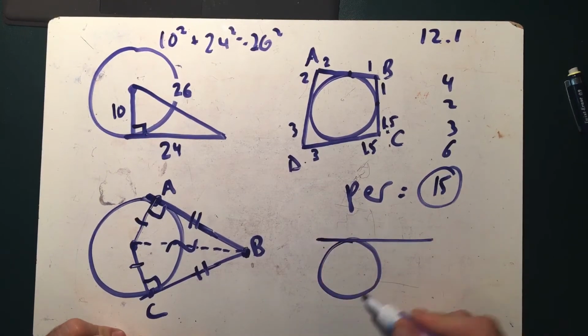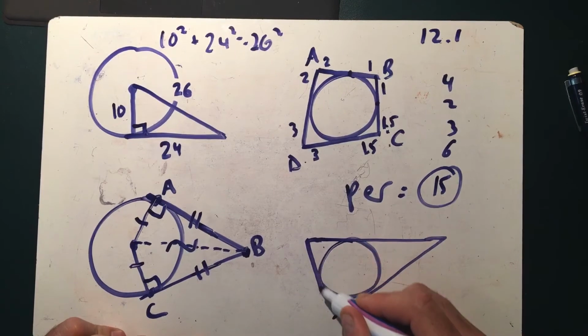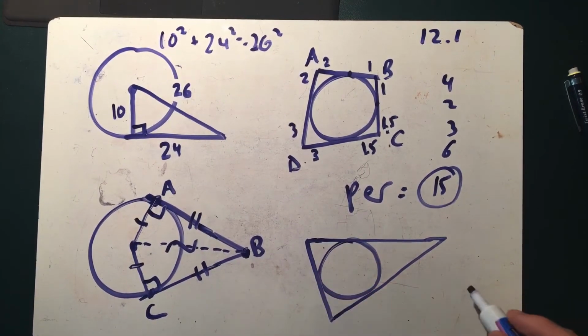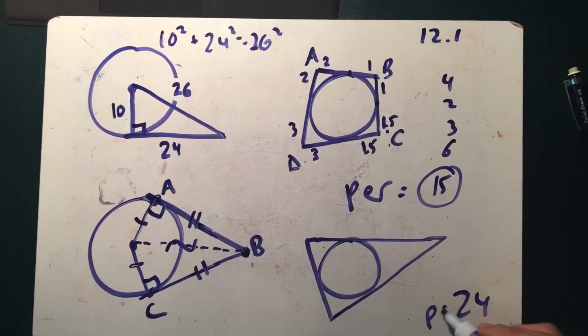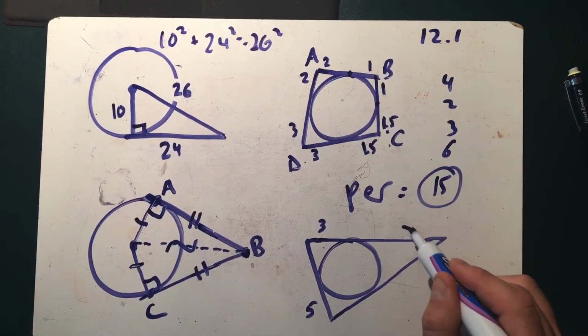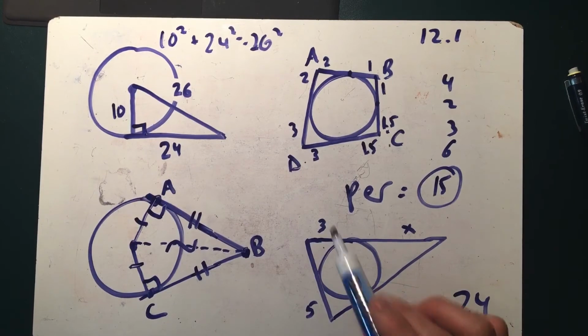Now, my favorite type of problem with this is something like this. They're going to give you a problem like this, and they're going to say the perimeter of this triangle is 24. If this is 3 and this is 5, what is X? And you're like, what? That's impossible. There's 1, 2, 3, 4, 5, 6 parts, and there's only 2 of them that are given.